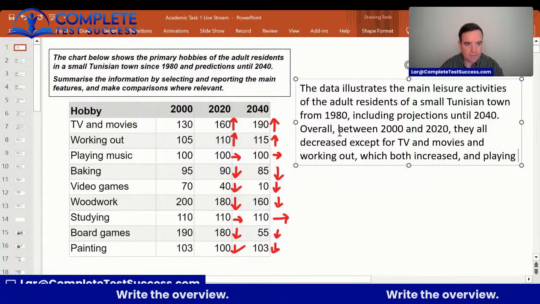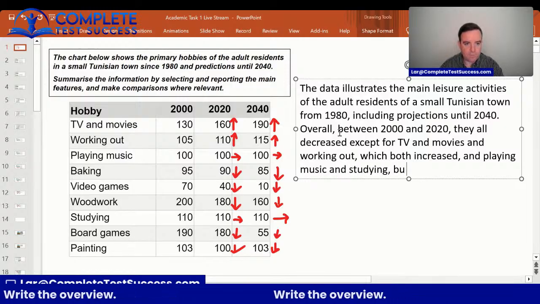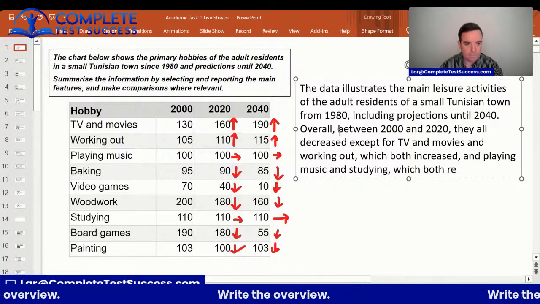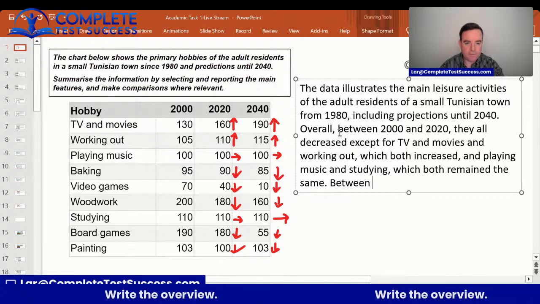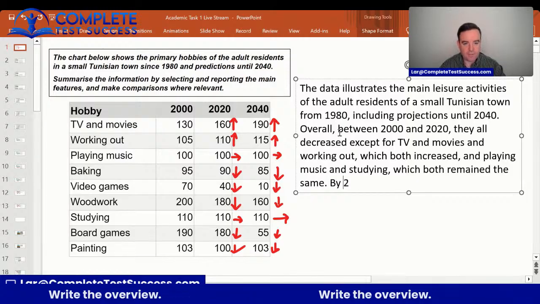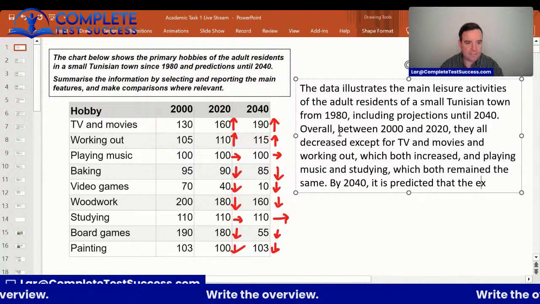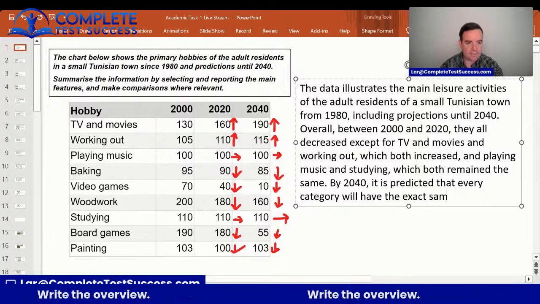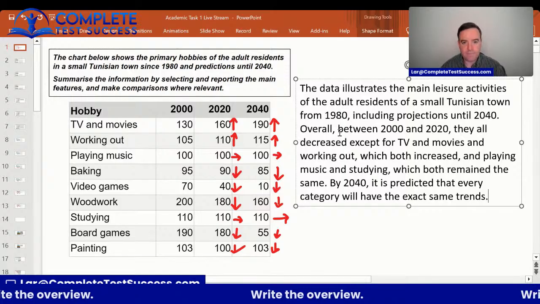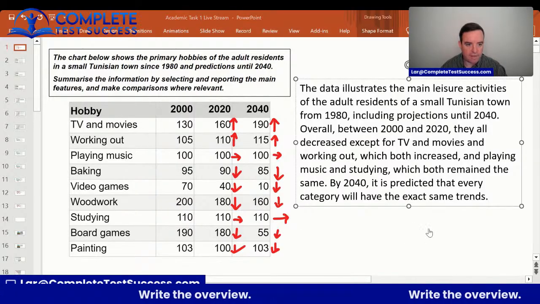And playing music and studying, which both remain the same. Between, by 2040, it is predicted that every category will have the exact same trends. There we go. So basically what I've done is I've described all of those red arrows that I've drawn on the graph there.